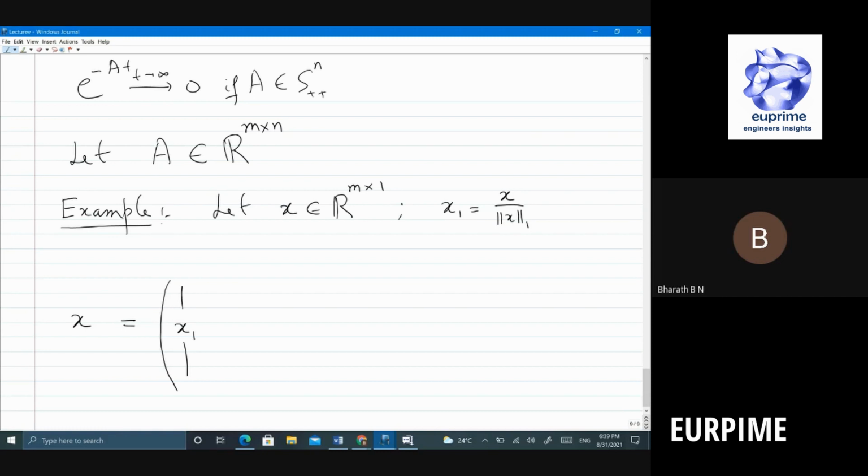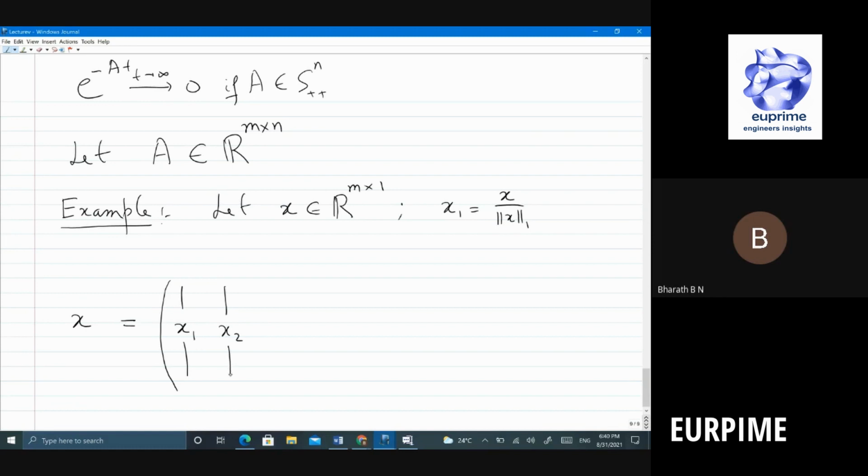Now x1 spans a one-dimensional subspace. So there is an n minus one dimensional orthogonal subspace of Rn. I can take the perpendicular vectors to x1. There are n minus one of them. So I'm going to stack all of them. I can always find these things.